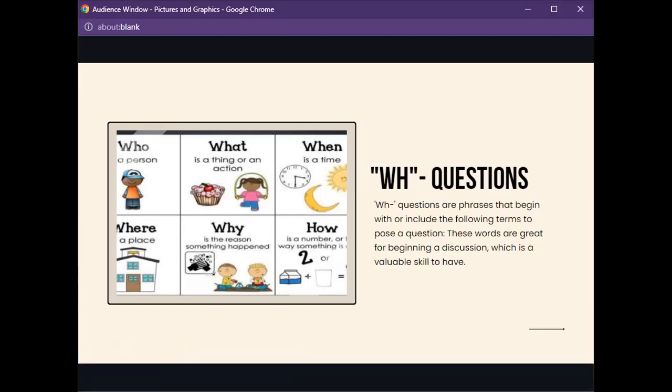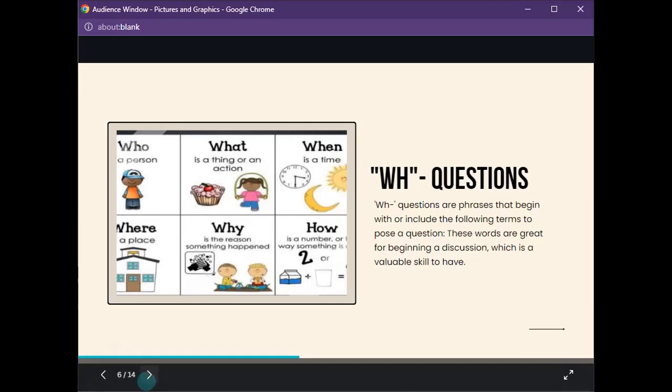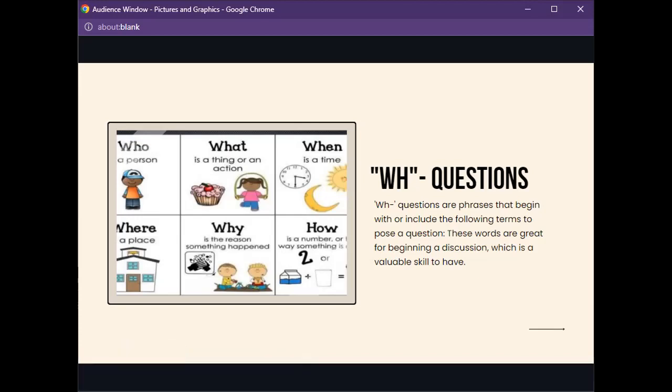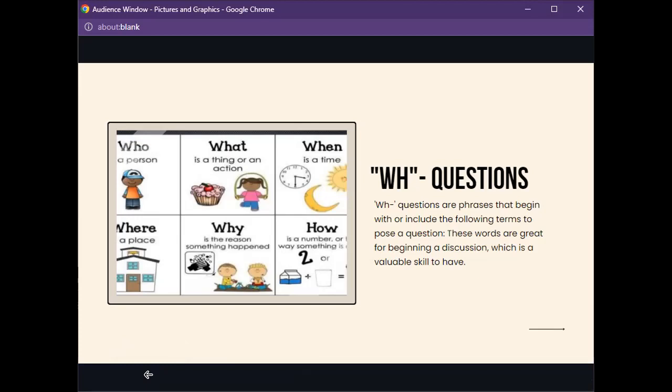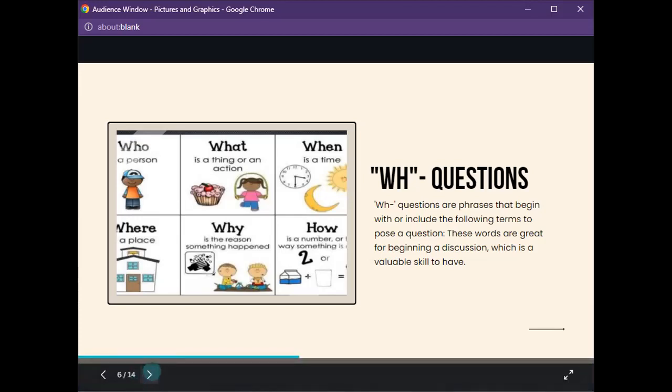What refers to a thing or an action. Sample sentence, what are you thinking about? Or what kind of pet do you have? And when, meaning time. And sample sentence, when is Lisa's birthday? Where, meaning a place. Sample sentence, where is the nearest hospital?